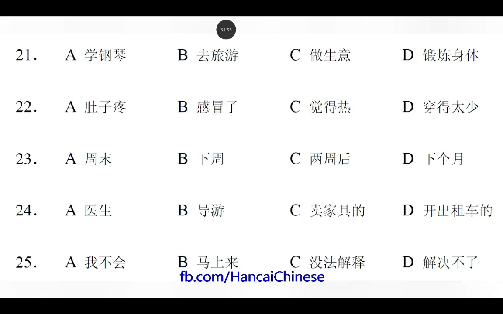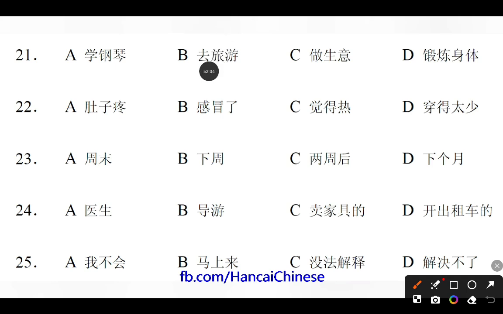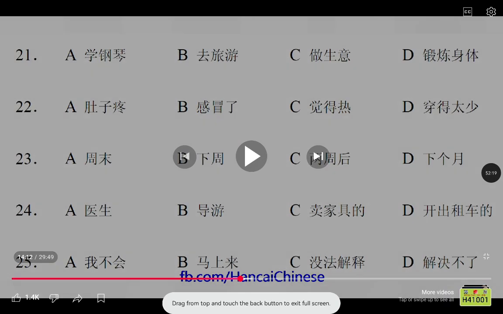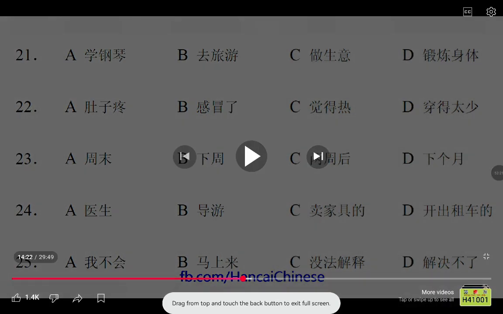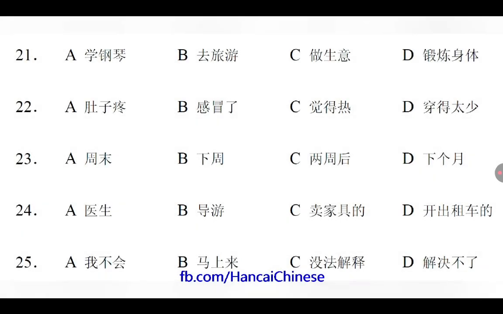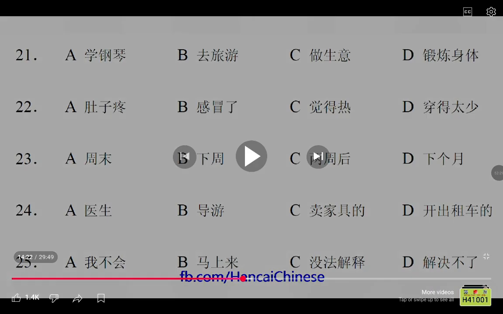Okay, now read the options for 23. The first option is weekend. 下周 means next week. 2周后 means after 2 weeks. 下个月 means next month. This is date and number. I told you, when you find any number or date, be careful.